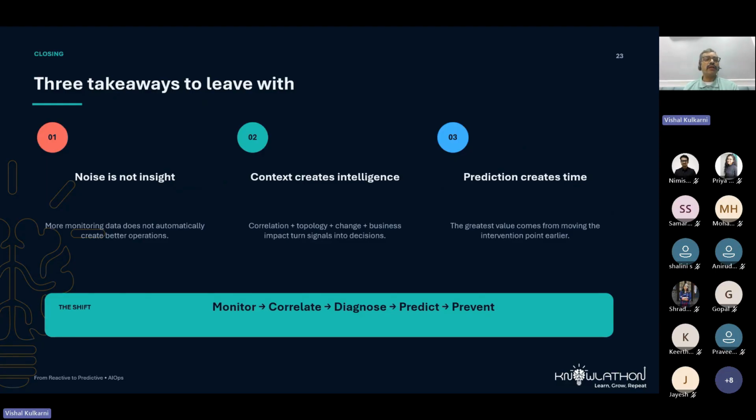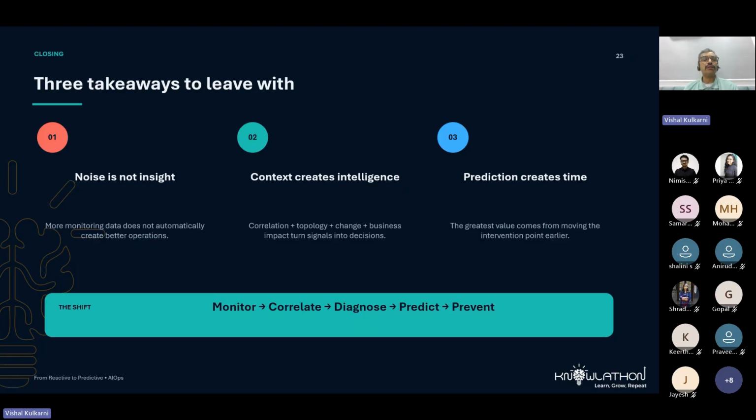And these are the key three takeaways to live with. Always remember that noise is not insight. The goal is not to collect every possible alert, it is to create actionable operational incident intelligence. The second takeaway is context creates the intelligence, wherein a signal becomes much more useful when we understand the topology, the dependencies, the recent changes, the ownership of the services, and business impact.